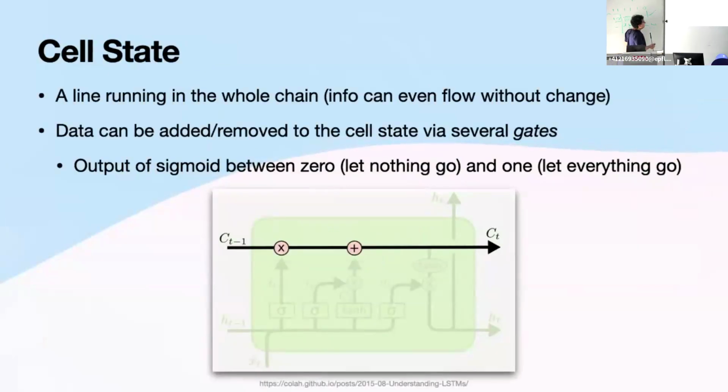The cell state means that the info can flow even without changes. Why? Because if the output here is 1 and the output here is 0, basically C of t would be equal to C of t minus 1. So you can adjust the weight in a way that always the cell state can just go. However, it also allows us to be able to add or remove data to the cell state. You can add data here. If it's negative, it will be removed, or we can also multiply it by a certain amount to make it bigger or smaller.